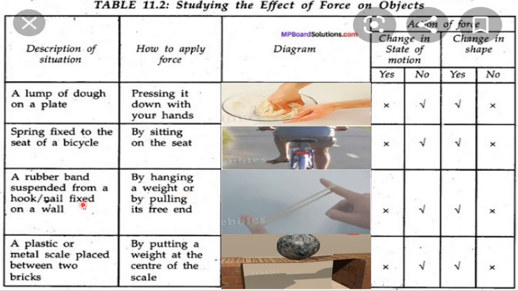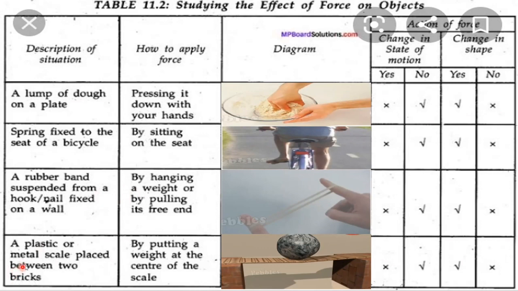A rubber band suspended from a hook or a nail fixed on the wall. Here we have a stretched rubber band, hanging a weight or by pulling its free end. So I can say there is no change in the state of motion, but there is a change in the shape because that rubber band will be stretched.